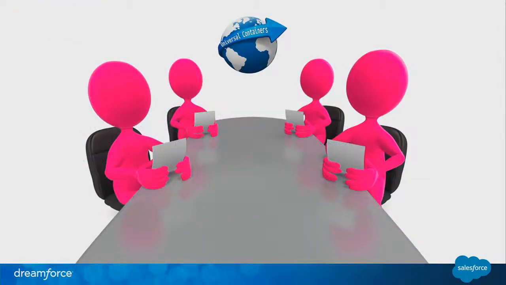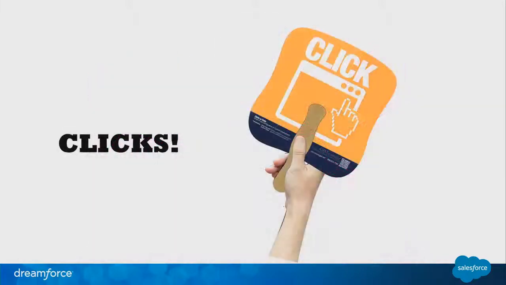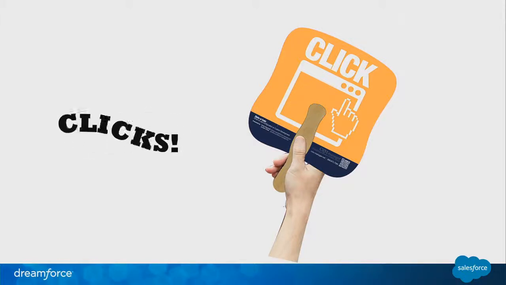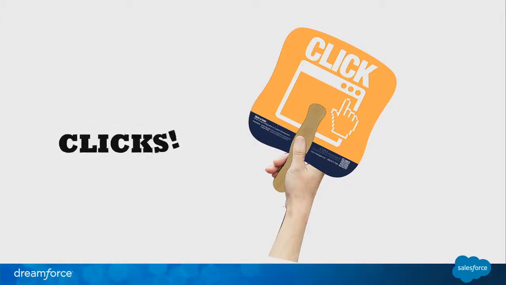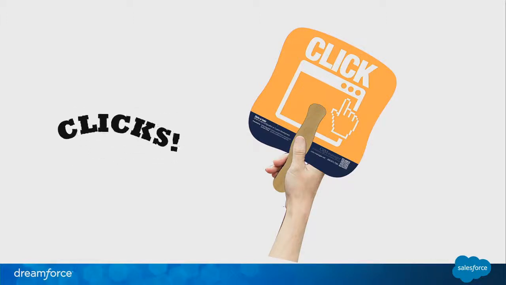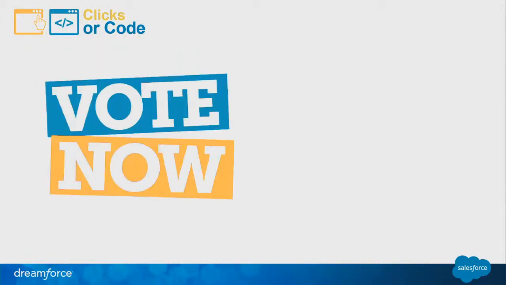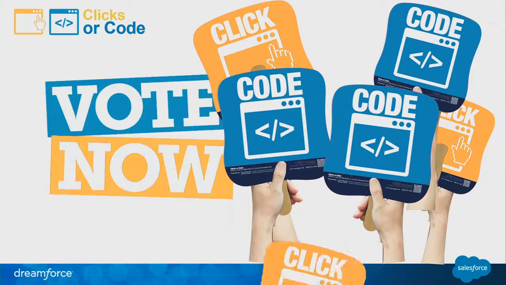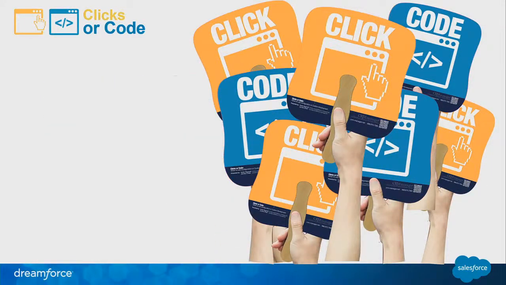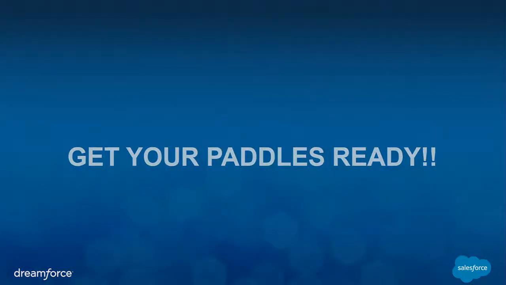So let's check in with our friends over at Universal Containers. We all know them. Let's see what some of their current business needs are. We are going to present to you a series of business scenarios, and then you are going to vote for clicks or code. When everybody came in, they should have gotten a paddle. If you didn't get a paddle, go to the back and they have them. One side represents clicks. One side represents code. And when you see the flashing vote now, raise your paddles and show us what you are voting for. Are we ready?